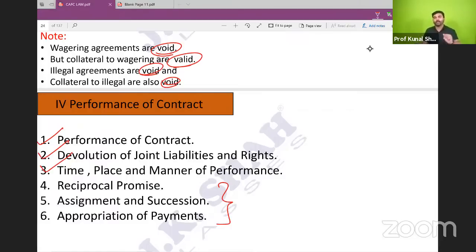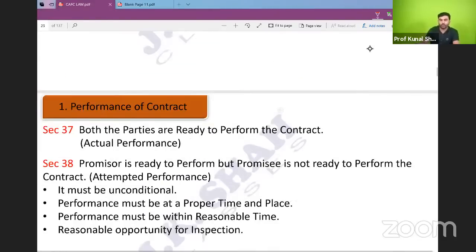Yes, friends, welcome back to the world of business law. Before the break, we had already commenced our topic called Roman number 4, how to perform a contract, wherein we had to discuss 6 different topics. Out of them, 3 have already been discussed. Let us move on to the next topic, that is topic number 4, which talks about reciprocal promises.